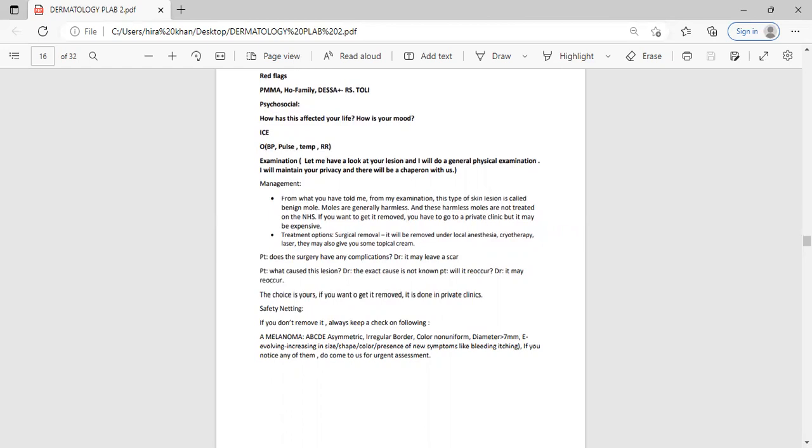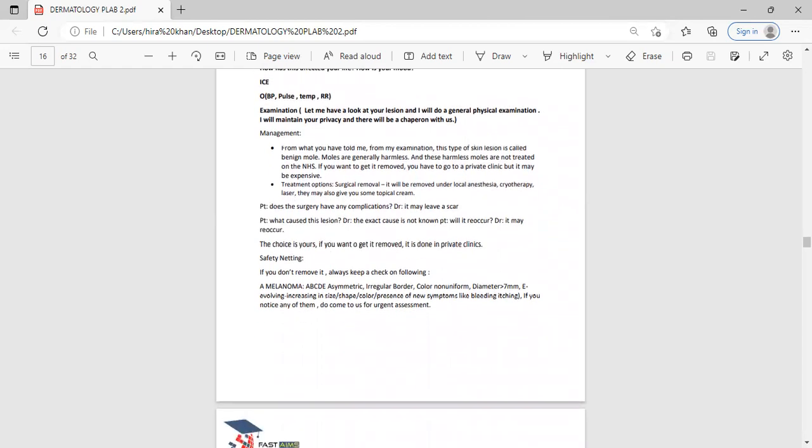You can simply say, well, the cause is unknown. A few people have more moles on their body, but the cause is not known. But you don't need to worry about it because it is harmless. So let me reassure you that it is not going to have any kind of impact on you. And then when you are ending the conversation, you have made the patient aware that if she wants to remove it, she has to go to a private clinic. But if you don't get it removed, you have to always keep a check on the following.